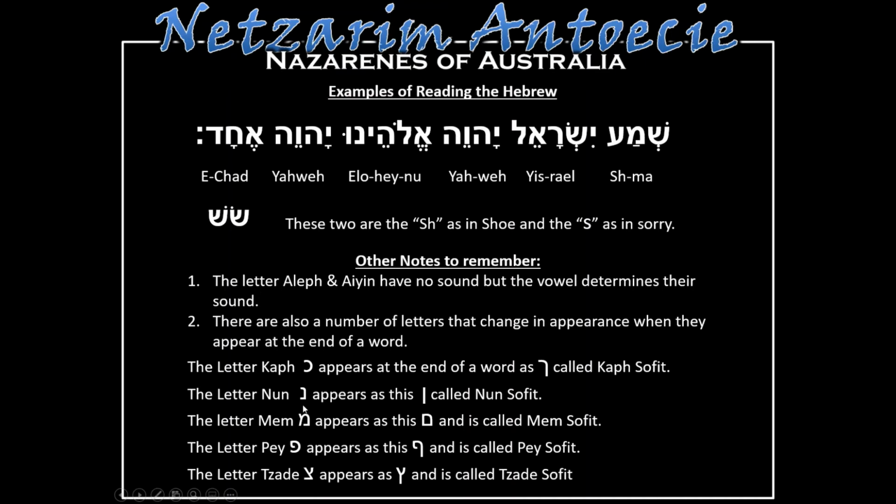The letter Nun, as it appears there, and then it appears as a longer stroke called the Nun Sofit. The letter Mem appears as this, like a closed circle almost, and is called a Mem Sofit. And the letter Pei appears as this one and is called a Pei Sofit. And the letter Zade, which looks like that, appears like this and is called a Zade Sofit.